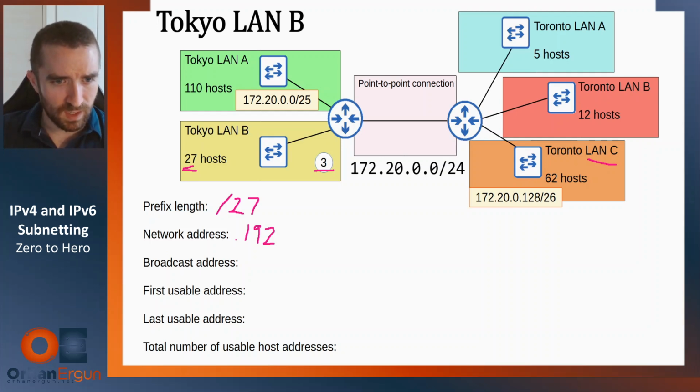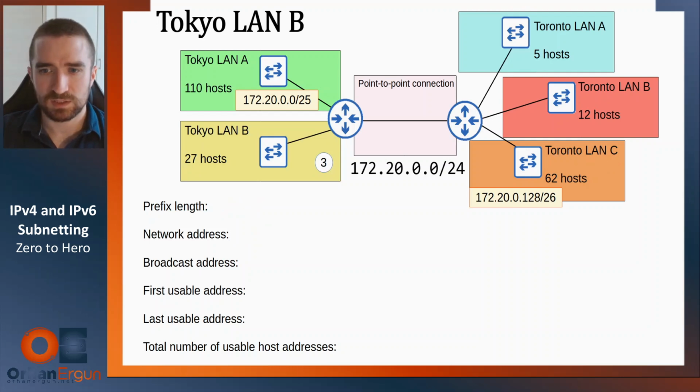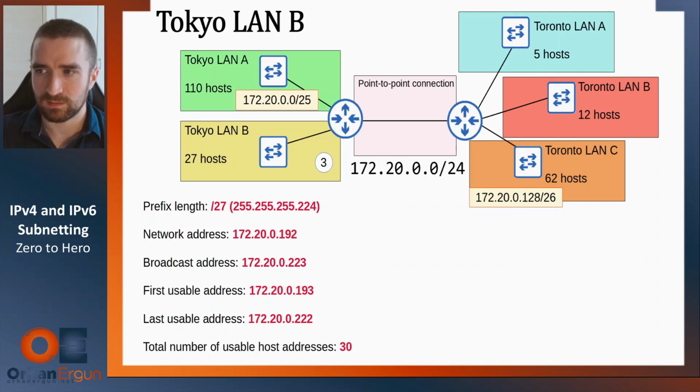Okay, and calculate these other things on your own. I hope you're doing that, by the way, pausing the video to calculate. Let's just see the answers now. There we go. Prefix length /27, as I said. You could also write it in dotted decimal. The network address .192, broadcast address .223, first usable and last usable address, and the total number of host addresses, which is enough for our 27 here in Tokyo LAN B.